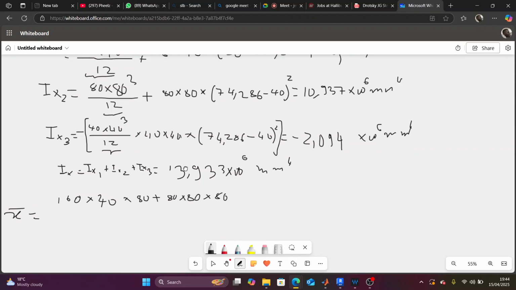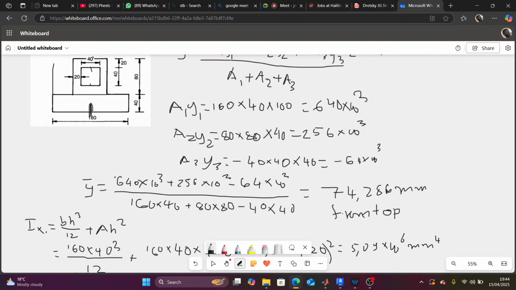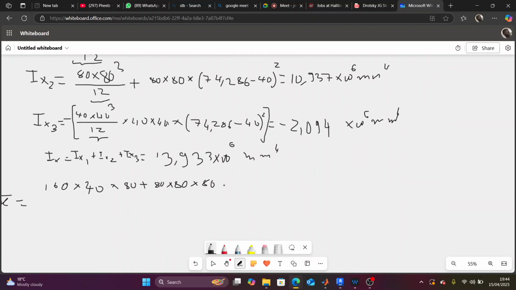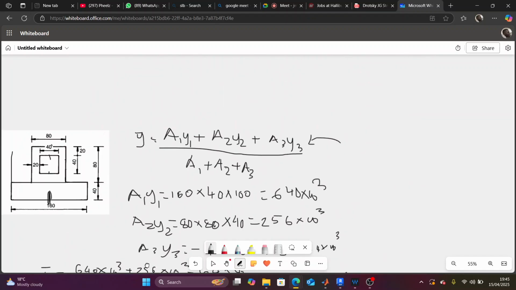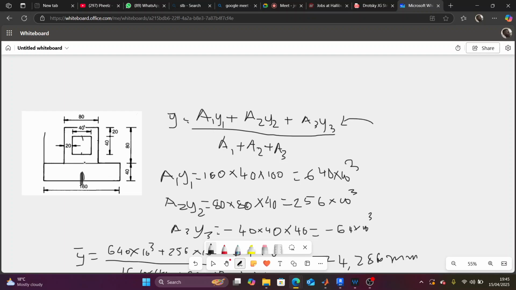Now, can we check the last one? The one inside that we'll be removing. We know it's going to be minus. Minus what? 40 times 40 times 80. Do you understand why it is times 80? Because we are still measuring from our reference point to the middle, which is still 80.